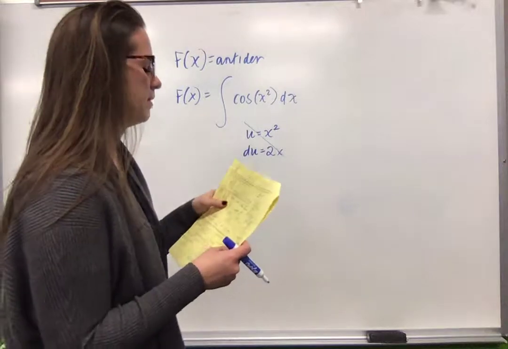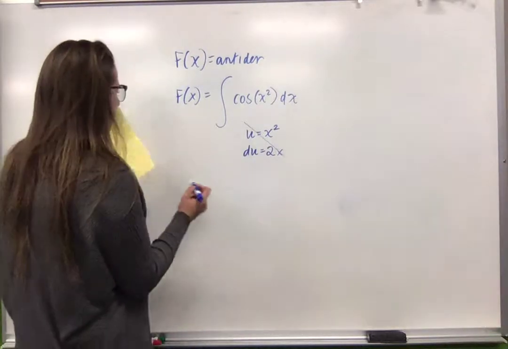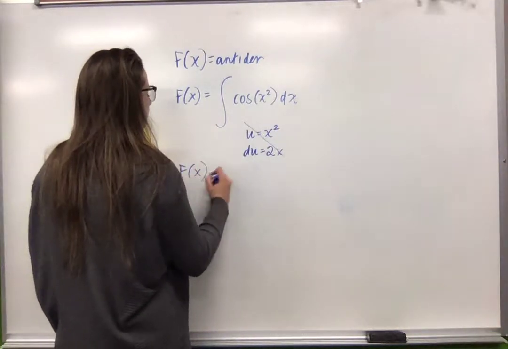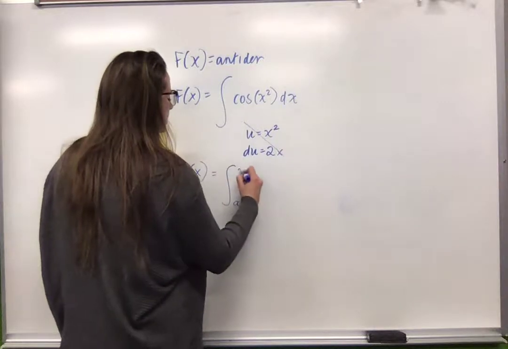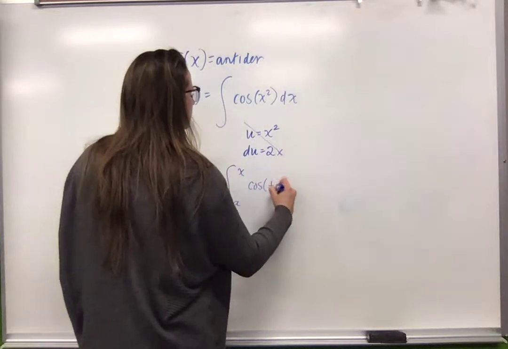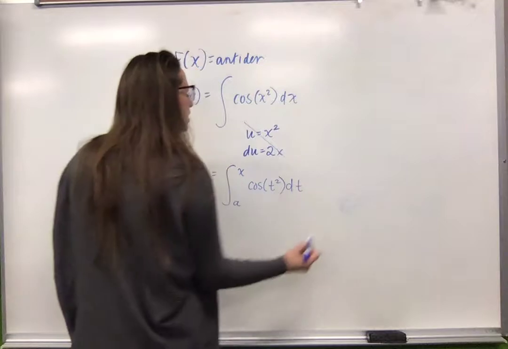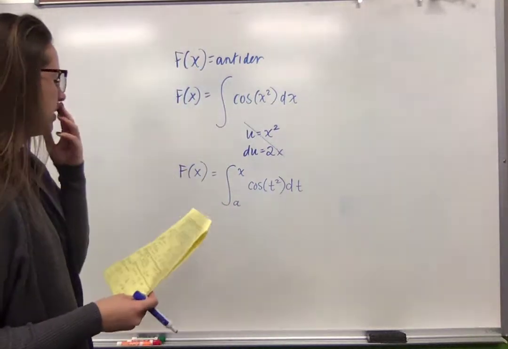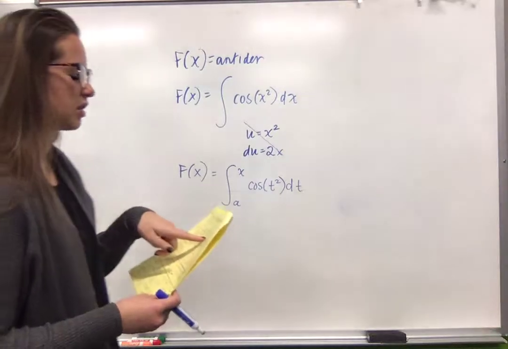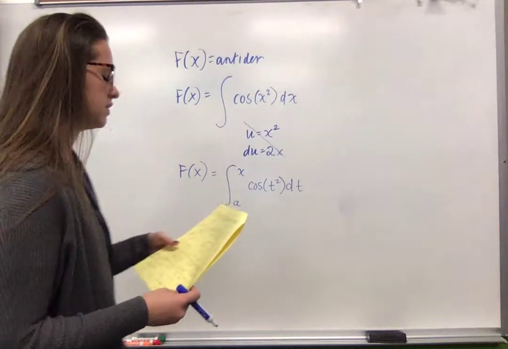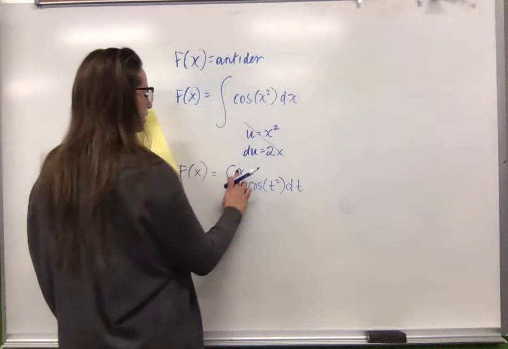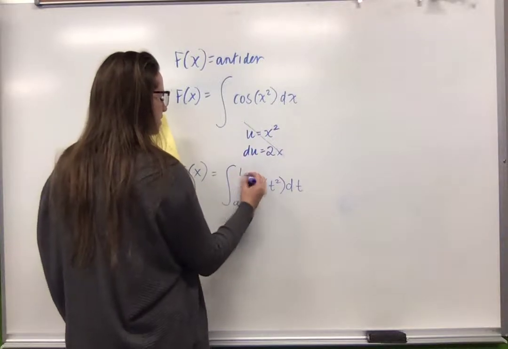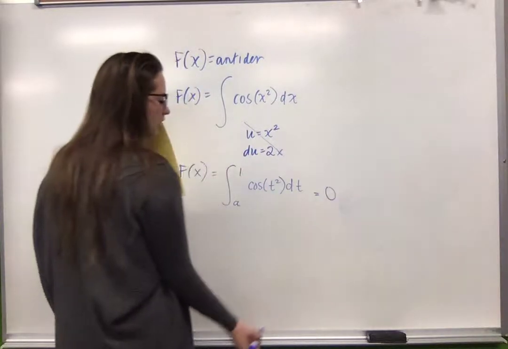Well, let's use what they tell us. This is from last chapter. We know that the integral from a to x of cosine of t squared dt is just cosine of x squared, if we take the derivative of that. So what we do is we use these initial conditions, f of 1 equals 0. If I plug in 1 for x, this whole thing equals 0.